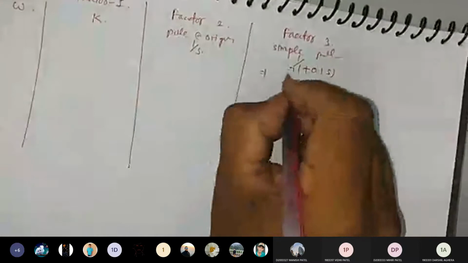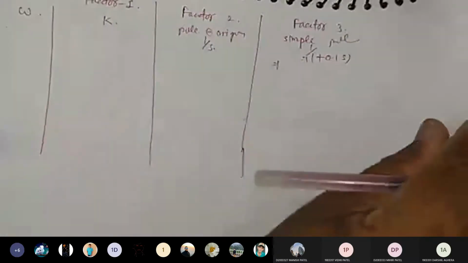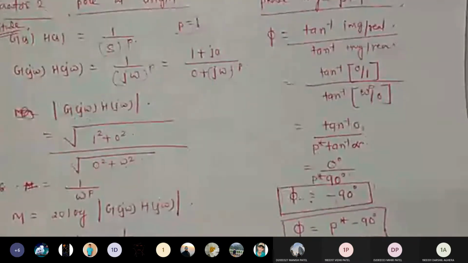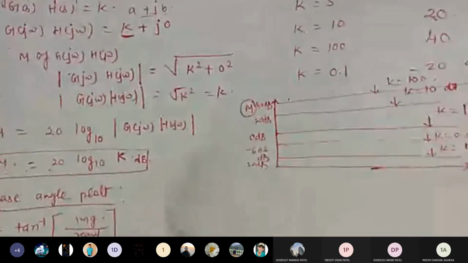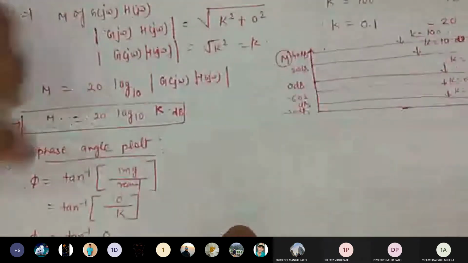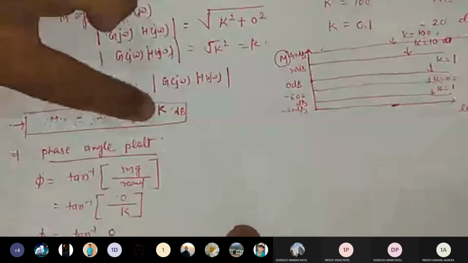Now what is the contribution in phase angle by K? When we analyzed it, what was the value of phi? It is 0. It will always be 0 irrespective of whatever the value of K. So whatever value of omega I change, this will always be 0 degree. So here everything will be 0 degree.